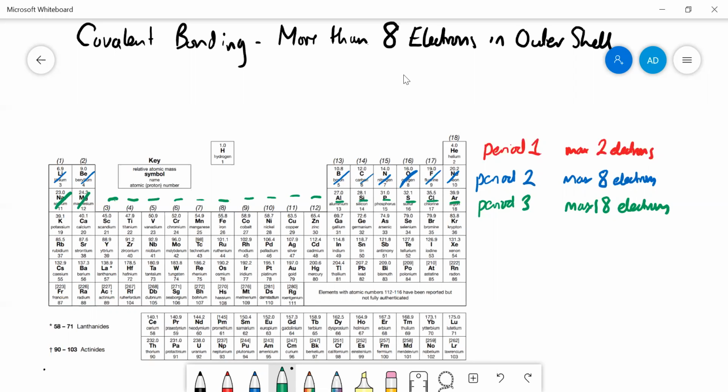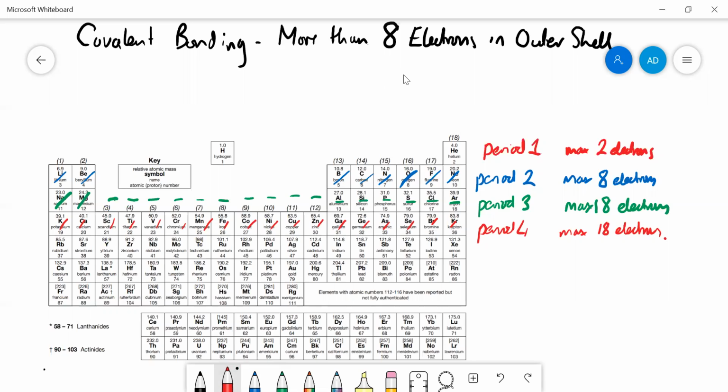And period 4, if you wanted to look at that, that's a bit more obvious. Period 4, there's room there for 18 as well. 1, 2, 3, 4, 5, 6, 7, 8, 9, 10, 11, 12, 13, 14, 15, 16, 17, 18. There's a maximum of 18 electrons in that one as well.